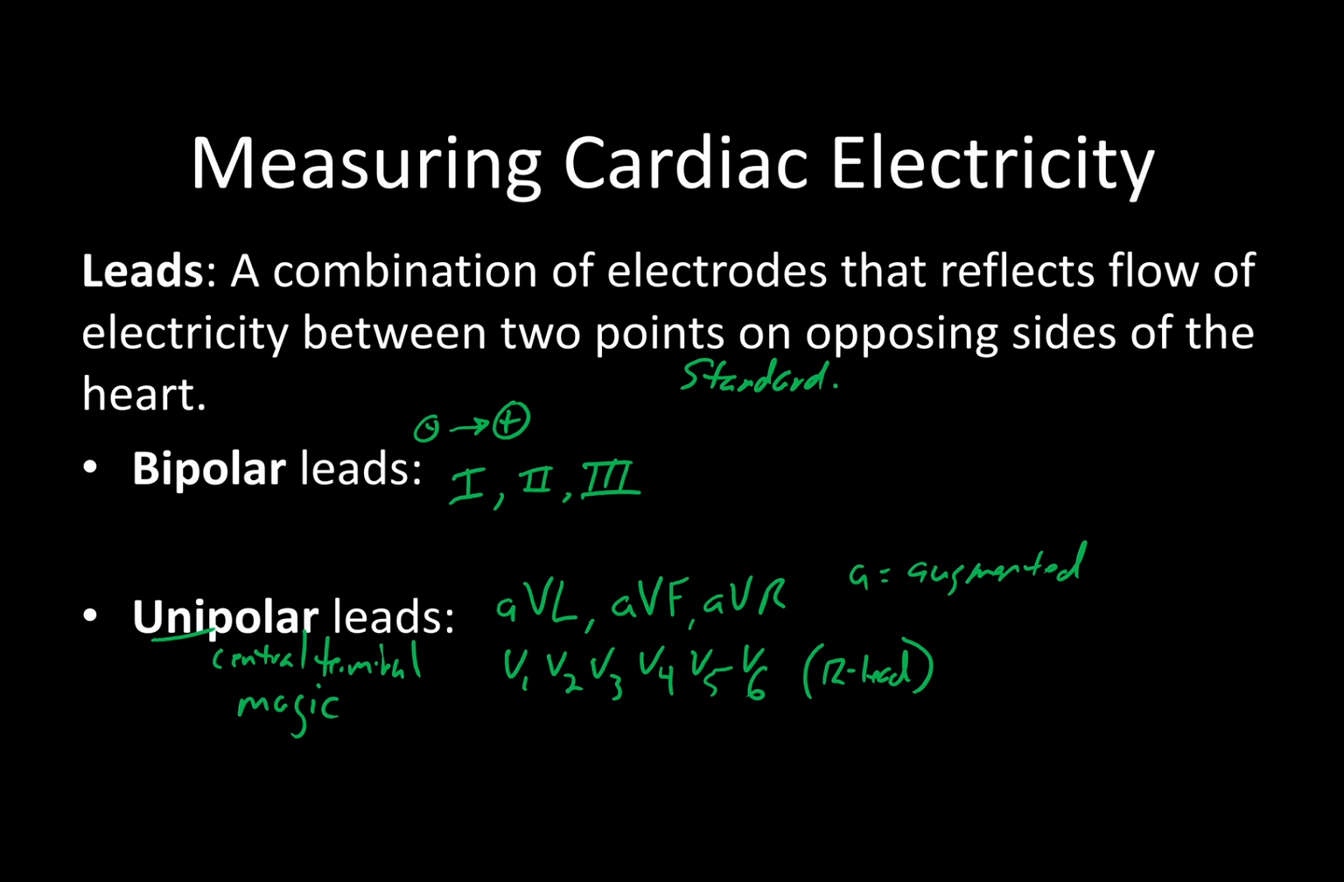What's really, really cool is leads are like pictures of the heart from different angles, and we can use a 5 lead system or a 12 lead system to look at the heart from different directions simultaneously. More leads gives you more angles, and so what's really cool with the 12 lead, by the time you add in all these extra ones, is you get a near 3-dimensional picture of the heart from multiple directions.